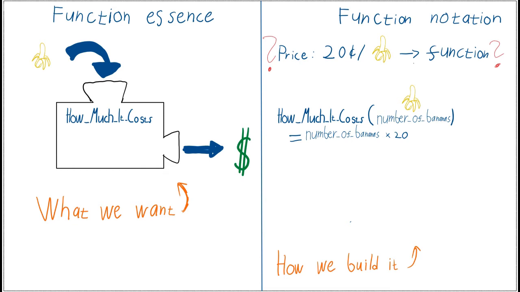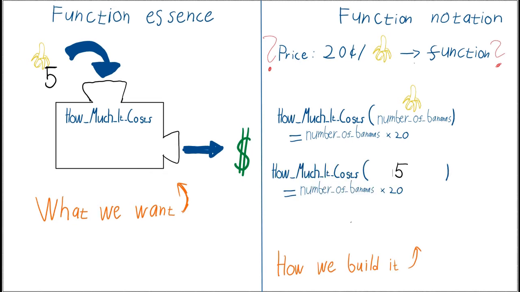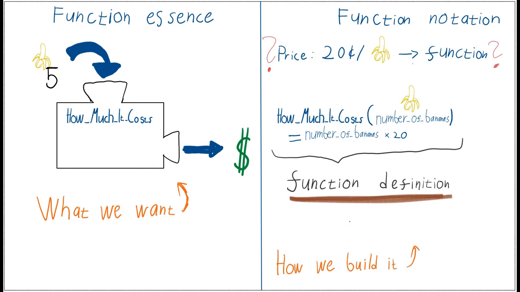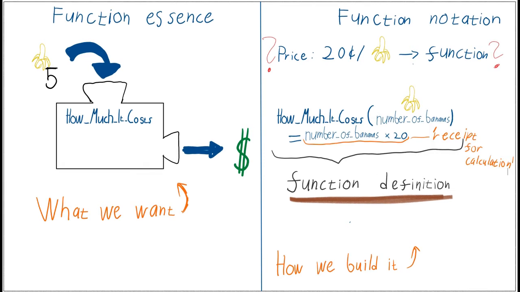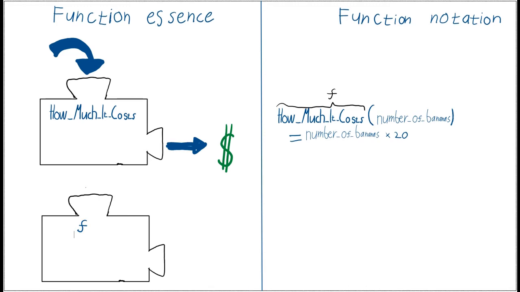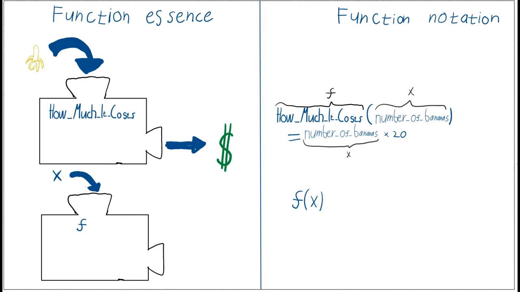So if you have 5 bananas, the value of the function, that is the output it will give you, is equal to 20 times 5, which is 100 cents. The process of creating a function like this is called defining the function, because we are just writing the recipe for calculating the value of the function from the value of the variable. But this is not the most common way functions are written. Generally, people are lazy and they want to write as little as possible. For that reason, most functions are called f and variables are called x.